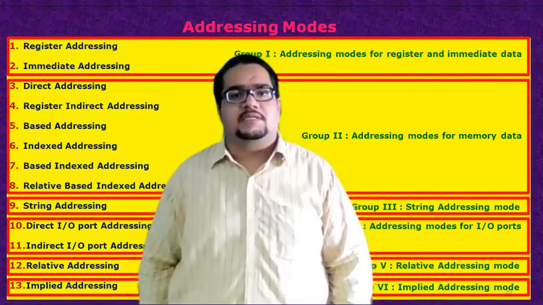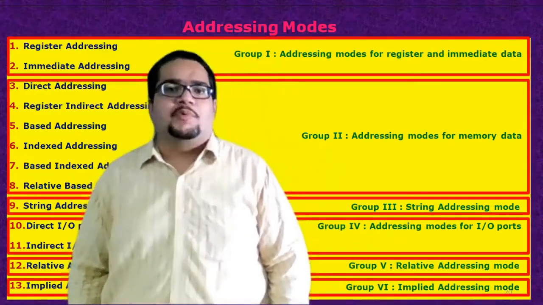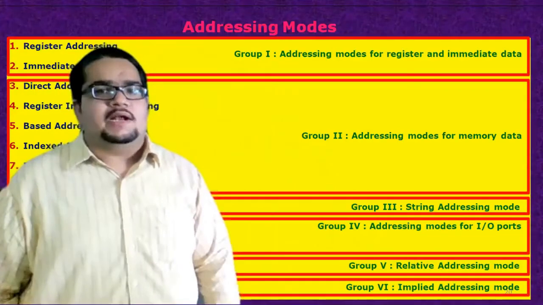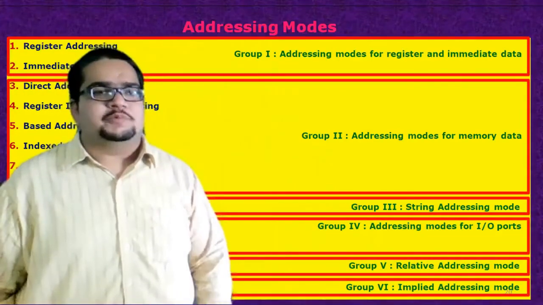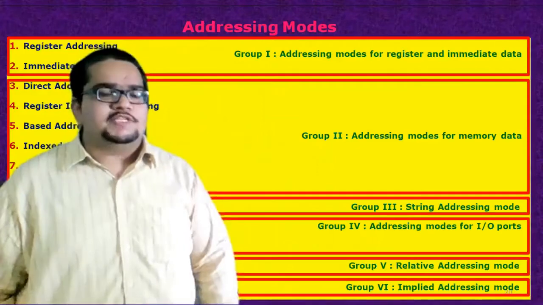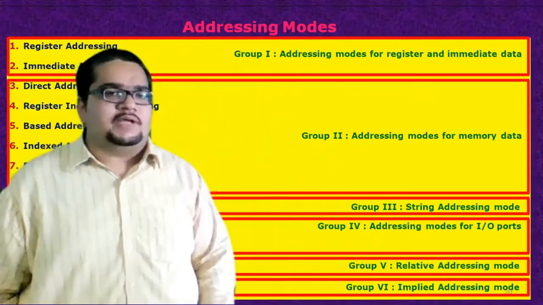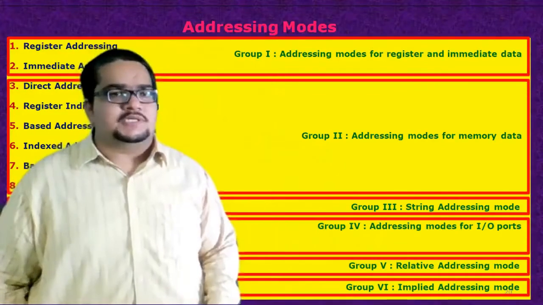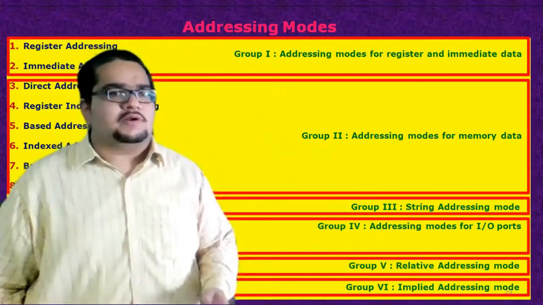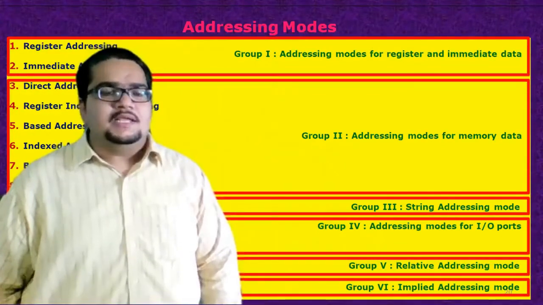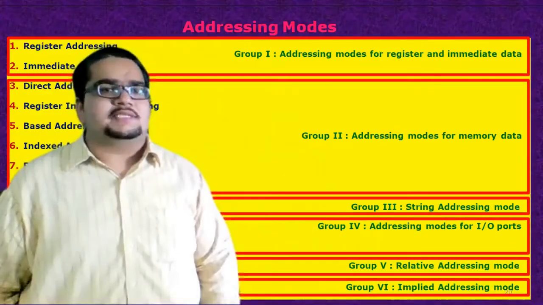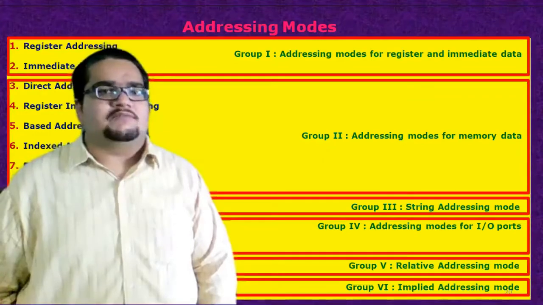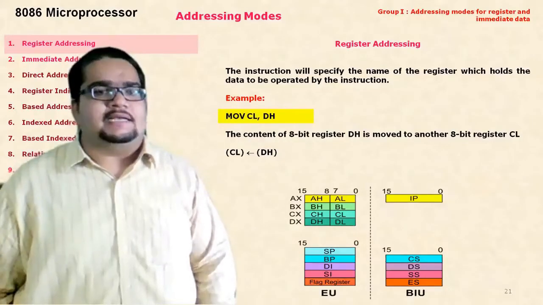So all these groups are there, you can check it out here. Group 1, addressing modes for the register and immediate data. Group 2, addressing modes for the memory data. Group 3 is about string addressing. Group 4 is about the addressing of the IO data, where the data is being accessed directly at the IO ports, sent to the IO port or received from the IO port directly. Next group is the relative addressing mode, and the final one is the implied addressing mode. So we'll see each one of them in detail, one by one.